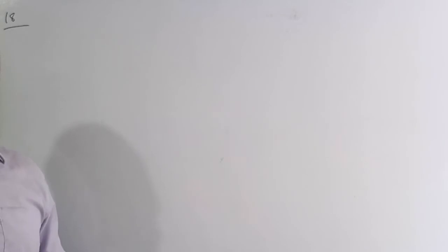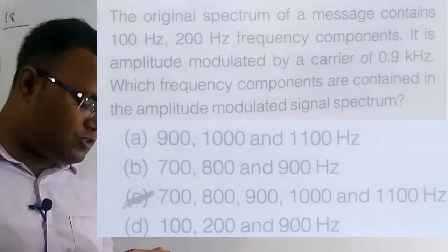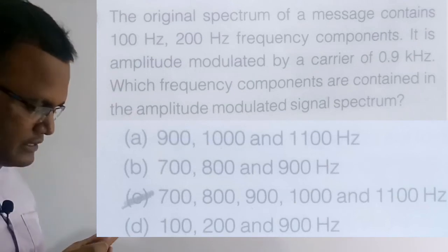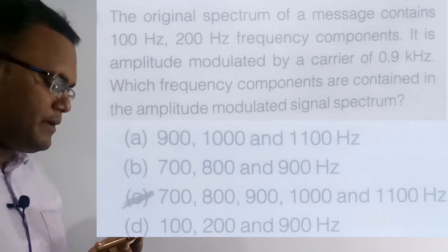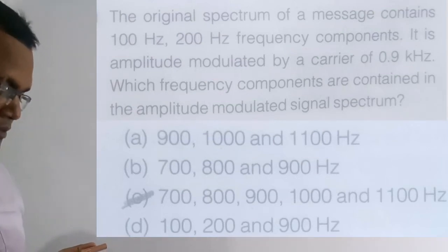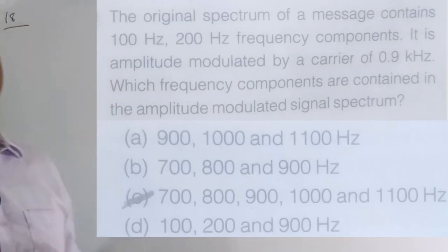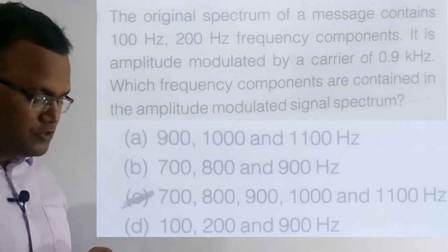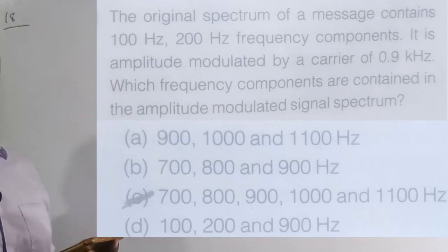Now we are going to solve the 18th question. See the question here. The original spectrum of a message contains 100 Hz and 200 Hz, meaning there are two message signals with frequency components of 100 Hz and 200 Hz. It is amplitude modulated by a carrier of 0.9 kHz. Which frequency components are contained in the amplitude modulated signal spectrum? Option C is 700, 800, 900, 1000 and 1100 Hz.